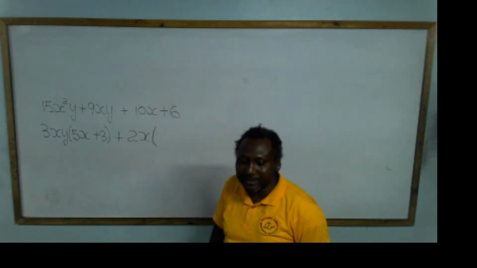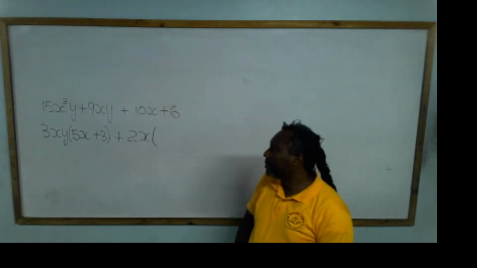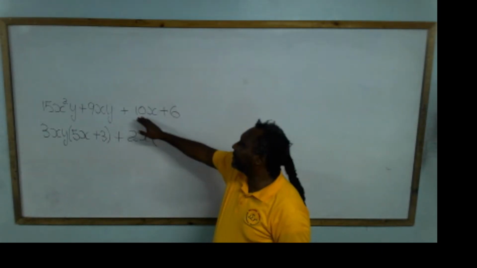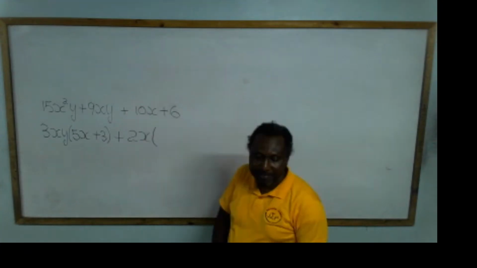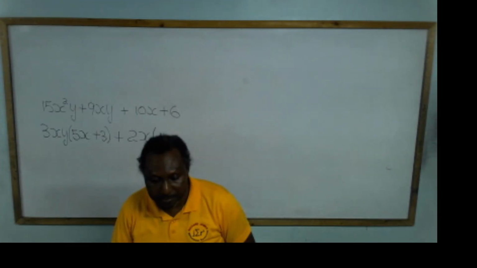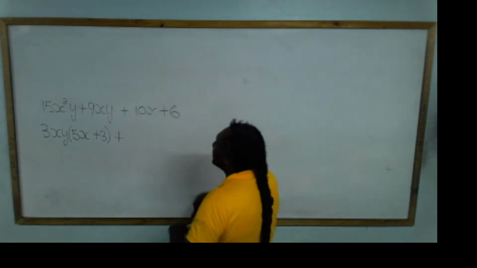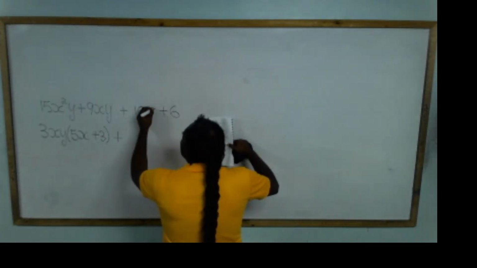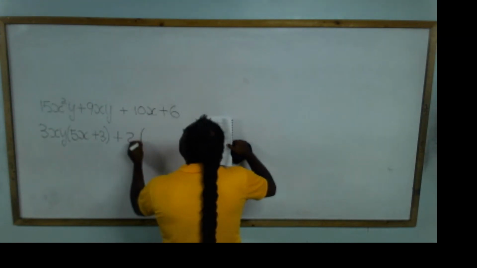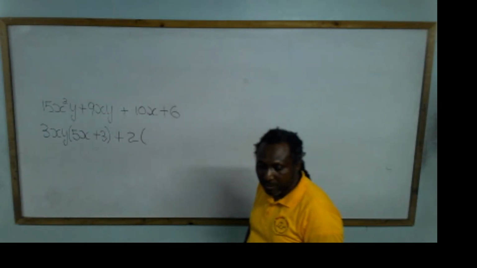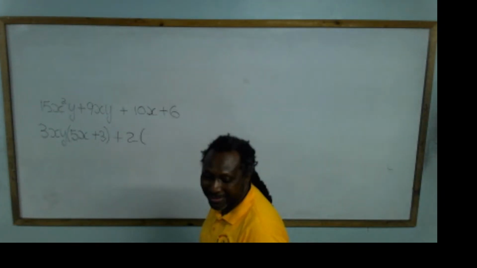No answer as yet? What's the highest common factor for 10x and 6? Just the 2. The x is not present in 6, so that's not common. Then what do we say? Yes, it's 2. Then what do we say?